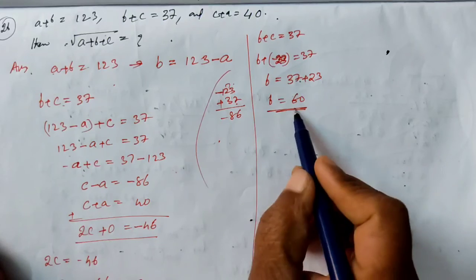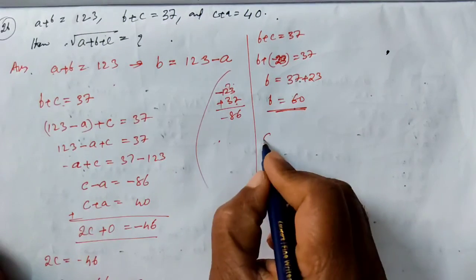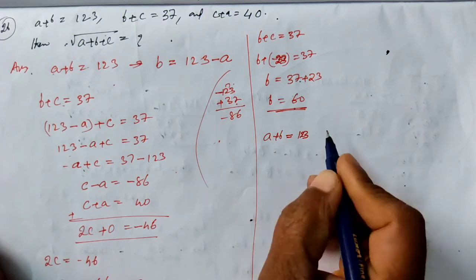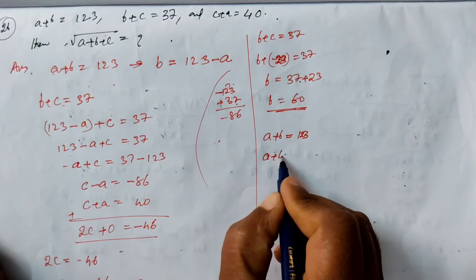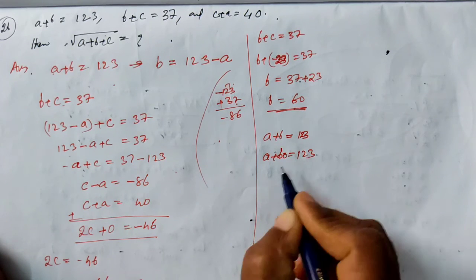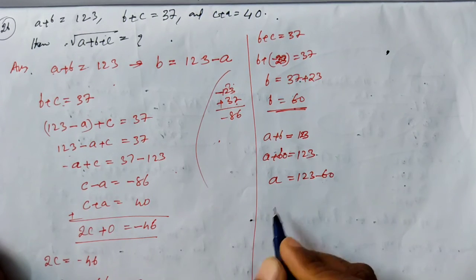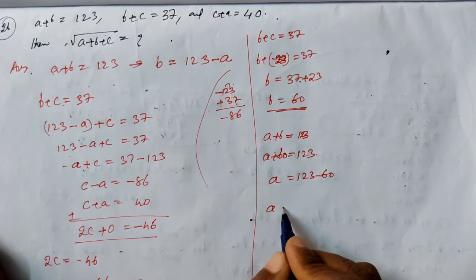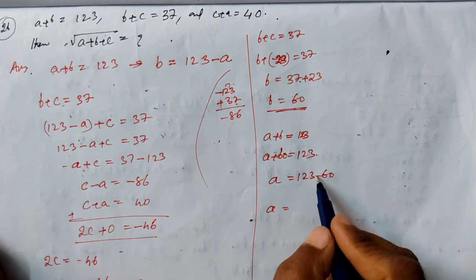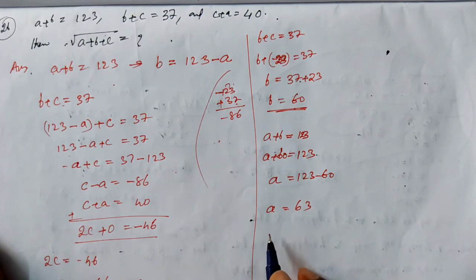Now substitute this b value in this one. Okay. a plus b is equal to 123. Now a plus 60 is equal to 123. So a is equal to 123 minus 60. How much? So a is equal to, if you subtract 60 from 123, it is 63.